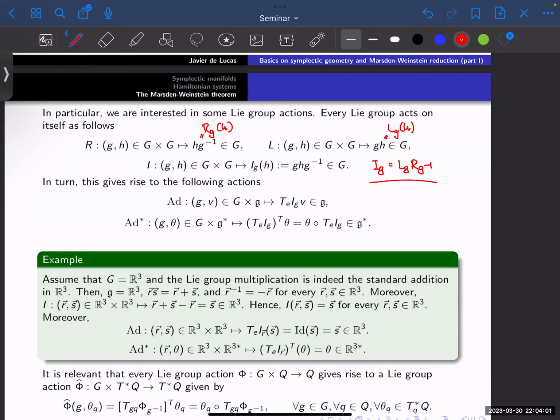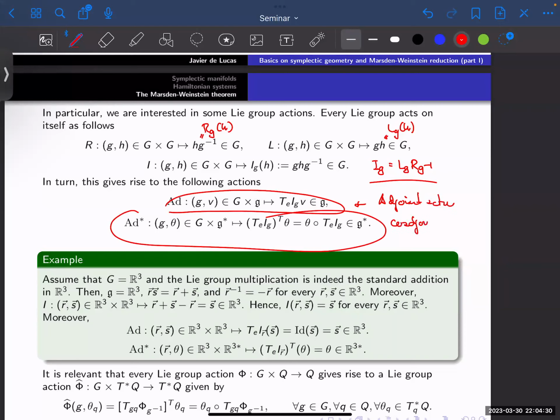So this is, as I told you, the action of G on itself by means of inner automorphism. And what you can do now is define two Lie group actions on the tangent space to the neutral element of the Lie group, which is called the Lie algebra, and on the dual one. By doing this expression, this is called the adjoint action, and this is called the coadjoint action. There are two natural ways of acting by a group on the Lie algebra of the Lie group, and on the dual to the Lie algebra of the Lie group. Again, both things have lots and lots of applications.